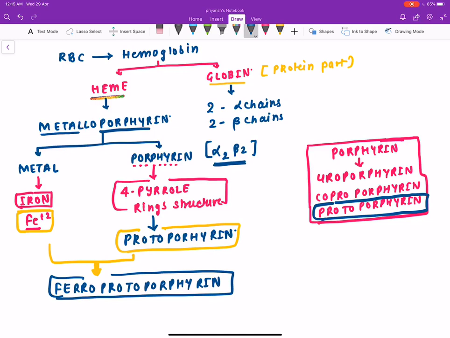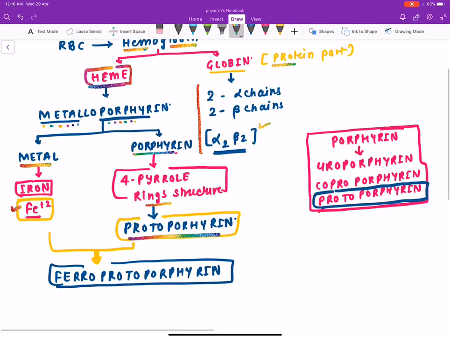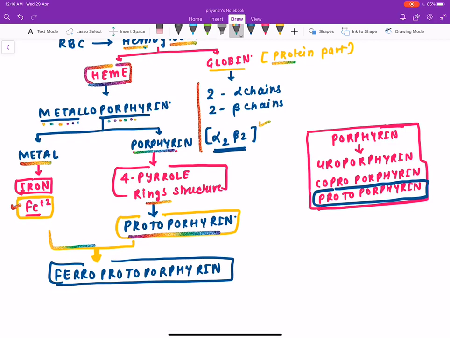Hemoglobin, I'm just briefly revising, is made up of two molecules, heme and globin. Globin is the protein part. There are two alpha chains and two beta chains. The heme part, which is the primary topic of today's session, is basically a metalloporphyrin, meaning there will be two things, a metal and a porphyrin. The metal is the ferrous ion, and the porphyrin, meaning a 4 pyrrole ring structure, is protoporphyrin. They club together and make ferroprotoporphyrin, the metalloporphyrin of the hemoglobin.